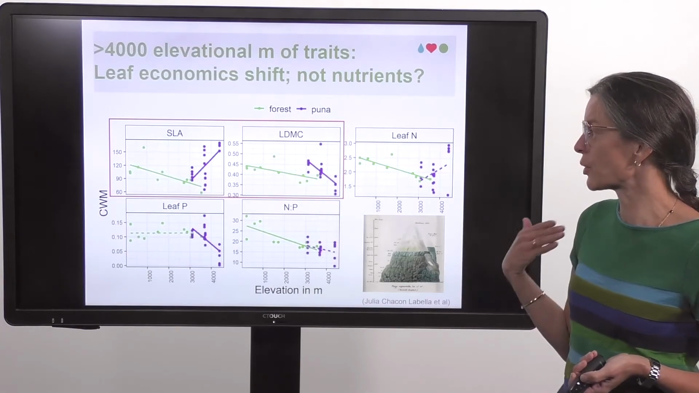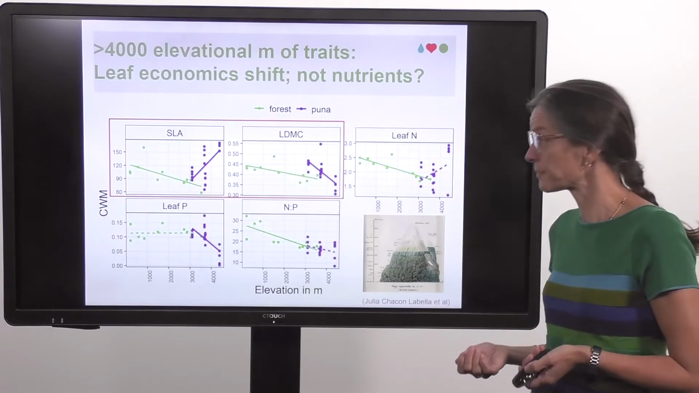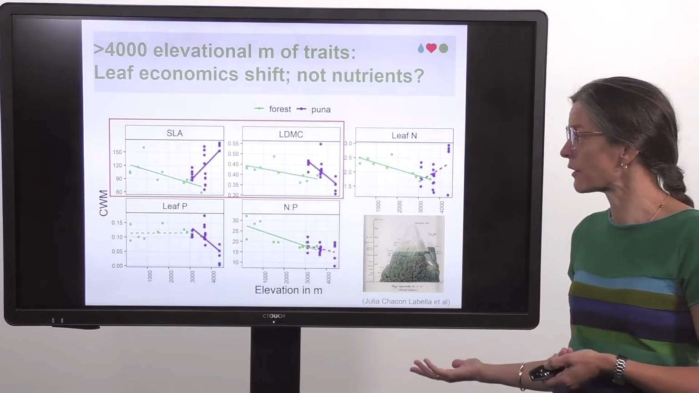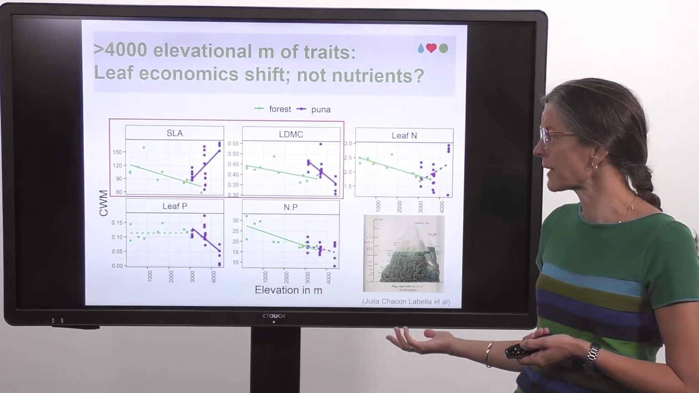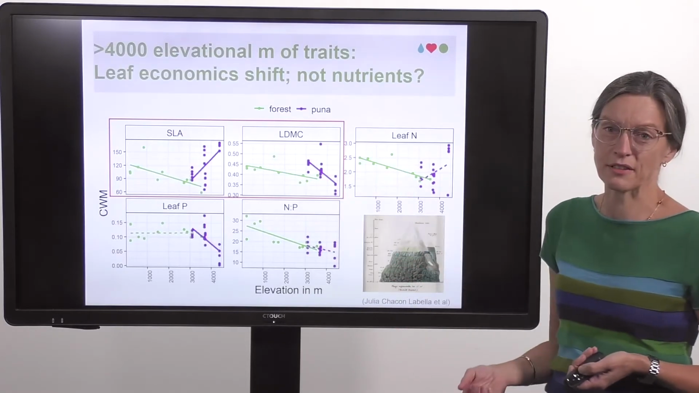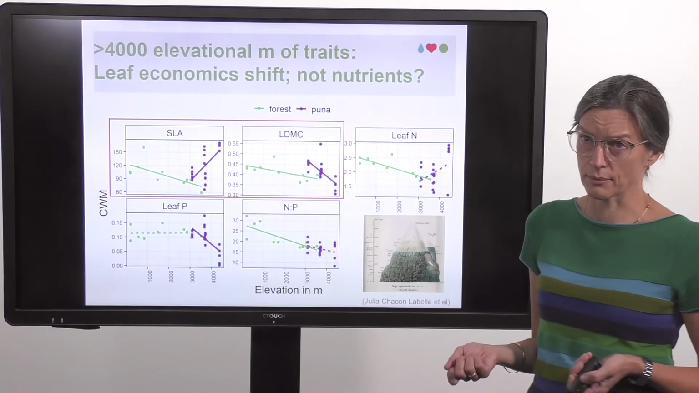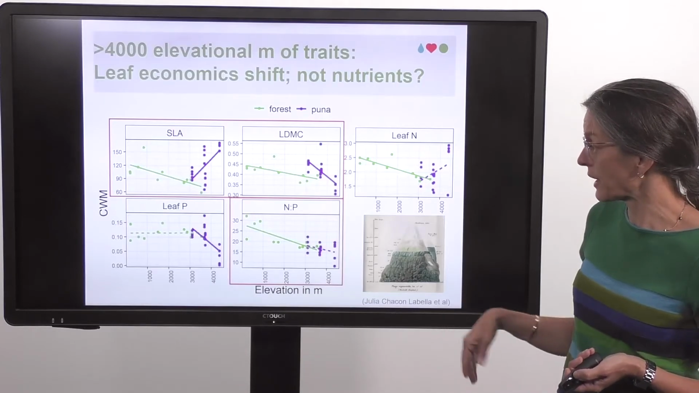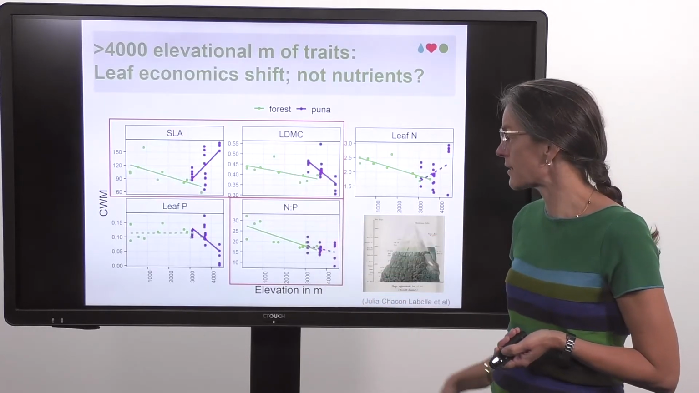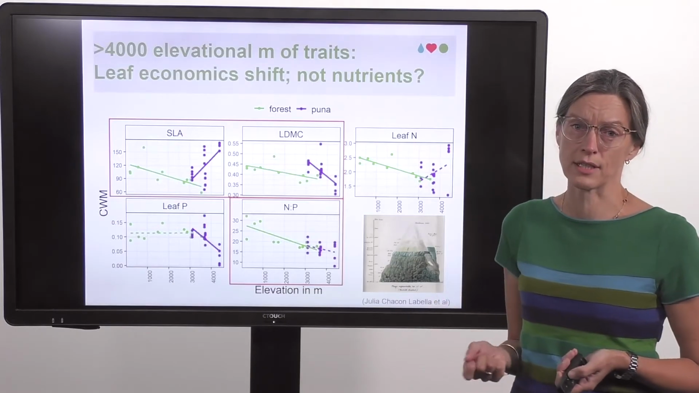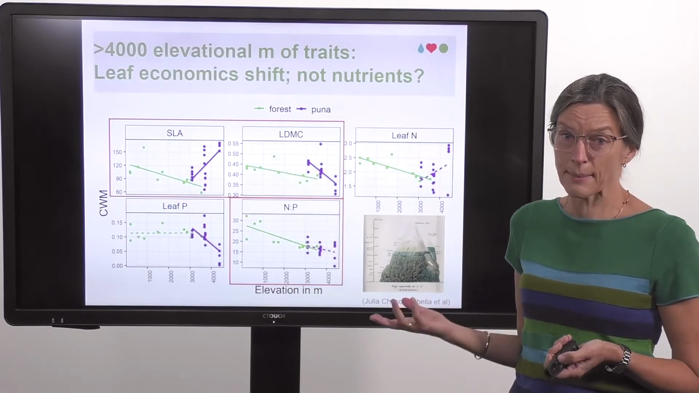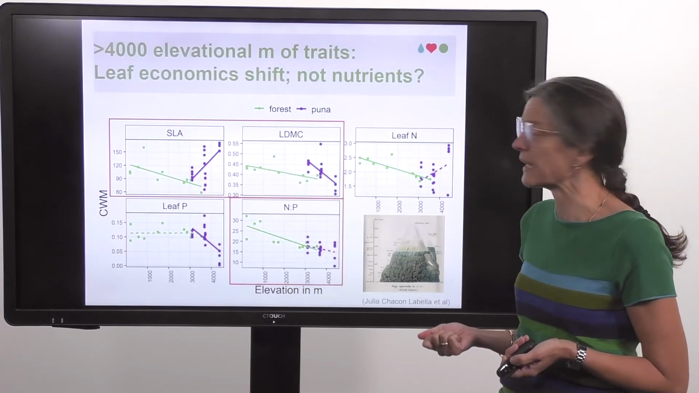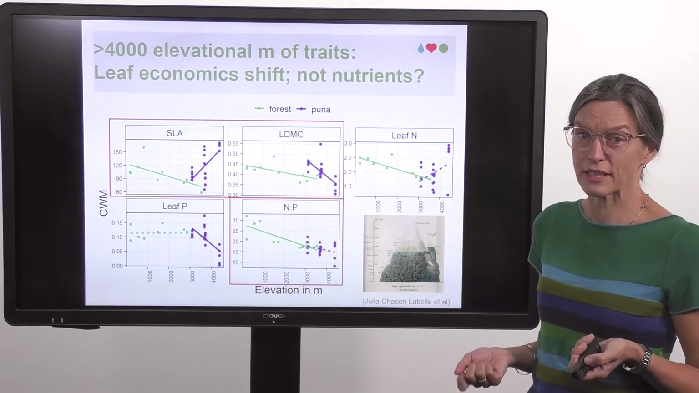So in the forest, when you work your way towards the alpine, you go from more resource acquisitive towards more resource conservative traits, as you might expect. But there is both a step difference and also a slope difference when you come to the Puna grassland. So something seems to be happening there. Interestingly, when it comes to the nutrient traits, for example the nitrogen to phosphorus ratio, which is indicative of nutrient dynamics of the system, things seem to be very consistent. So this is something that we will be exploring more in the future.